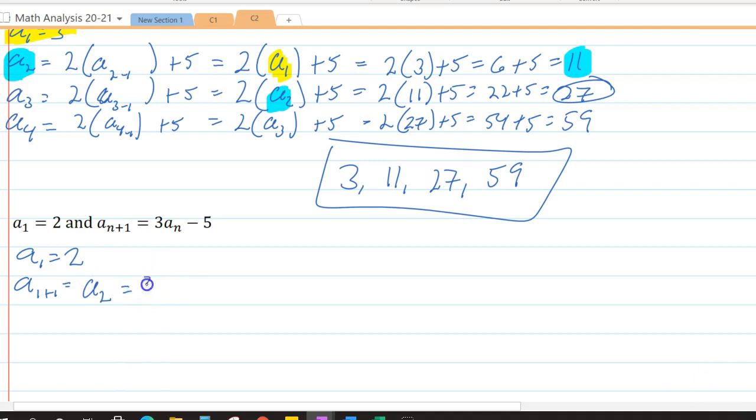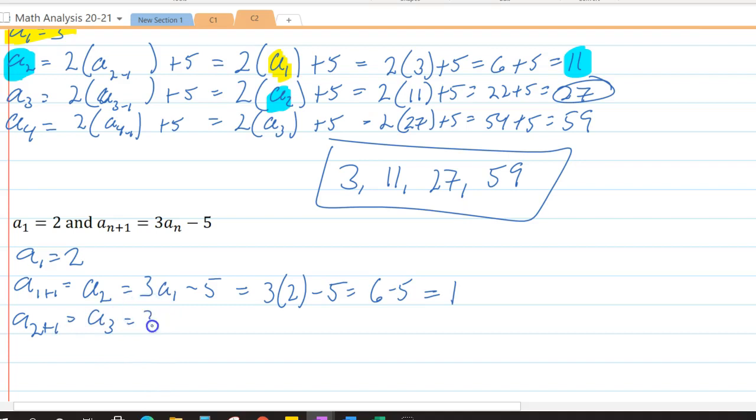What does a sub 2 give me? 3 times a sub 1 minus 5. What was a sub 1? A sub 1 is 2. So that gives me 3 times 2 minus 5, which is equal to 6 minus 5, or 1. And we can just keep continuing the process. We had 1 and then 2. So we'd say a sub 2 plus 1 is equal to the 3rd term.